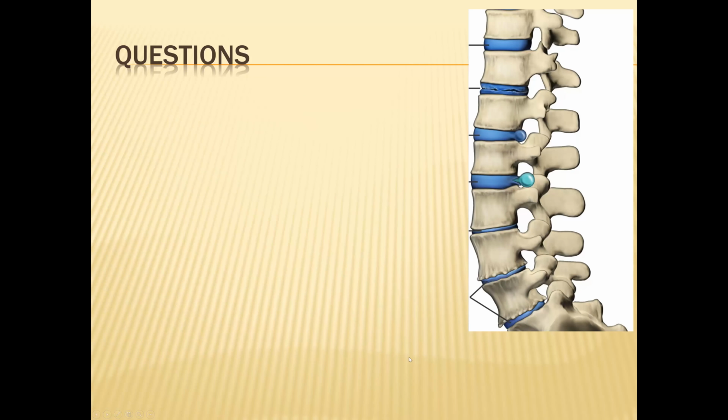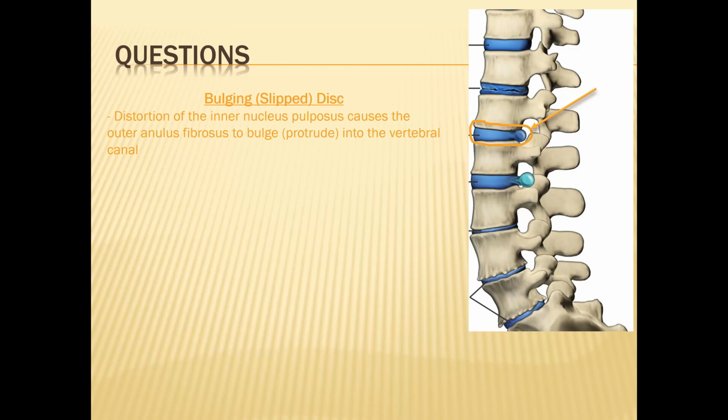So if we look at some issues that we can see in this image, circled here is an example of a bulging disc, sometimes also called a slipped disc. The distortion of the inner nucleus pulposus causes the outer annulus fibrosus to bulge or protrude into the vertebral canal. And so that is shown by the dark blue little bubble here. So it hasn't actually broken open, but the outer covering called the annulus fibrosus is protruding.